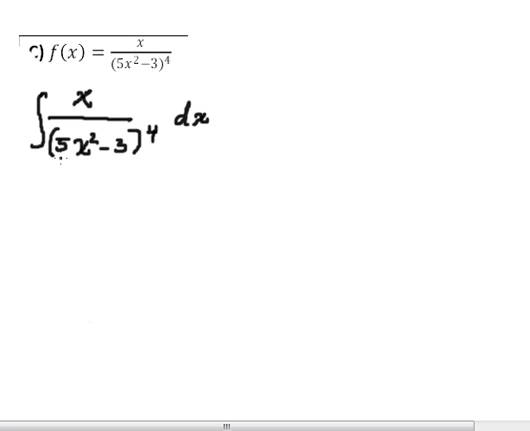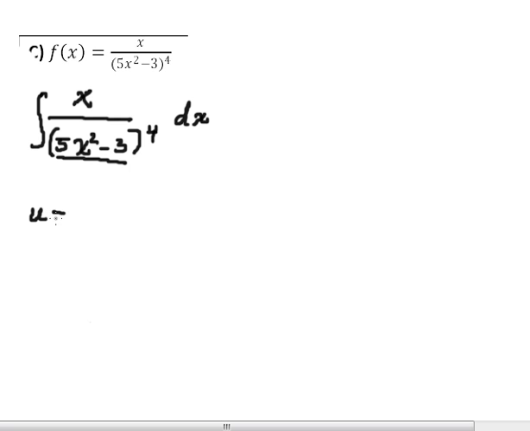So now we're in the situation where we have an inner function. Here's our inner function. Notice the inner function is not a linear function in x. Here we have an x squared. This is the first type of u substitution, where the derivative of the inner function is sitting on the outside, except for perhaps a constant. So the derivative of 5x squared minus 3 is 10x, and here we're just missing the 10, but we have the x. So that's the first type of u substitution.